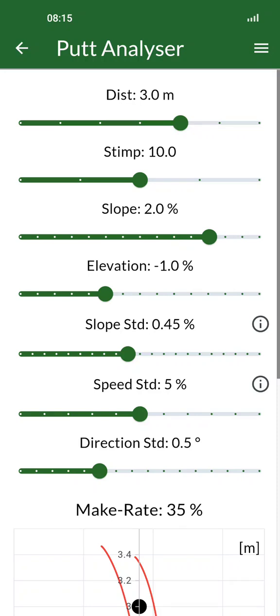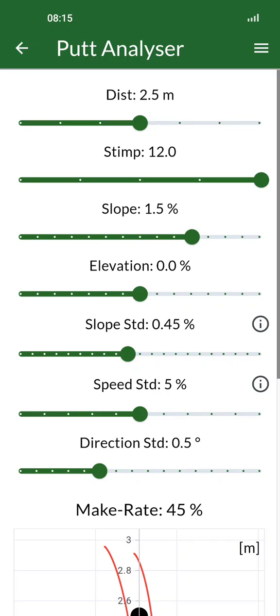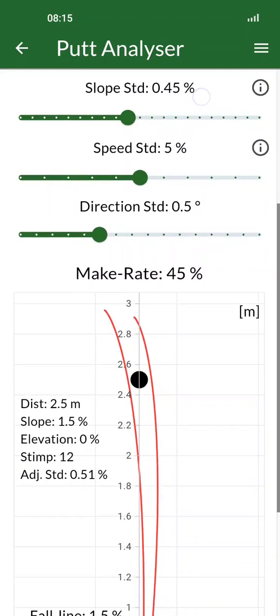And now the very last thing we will do is see how we can compare this make rate to a PGA Tour average make rate. All that we have to do is first set a PGA Tour average equivalent putt. That we do by switching the stem to 12, slope to 1.5, elevation to 0. In our case, we'll look at a 2.5-meter putt. With my standard deviations, we get a make rate of about 45%.